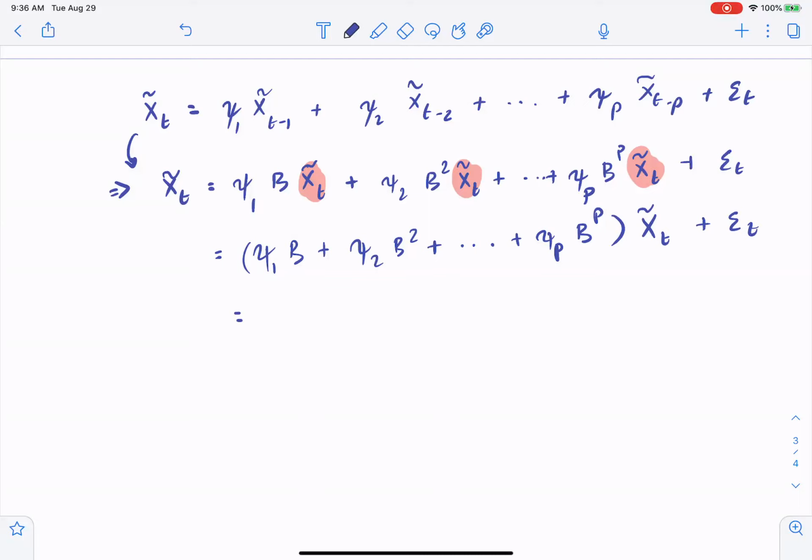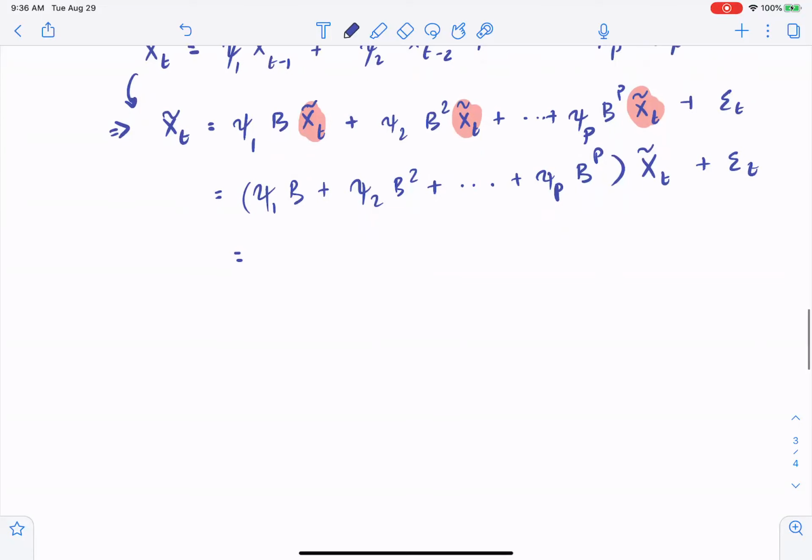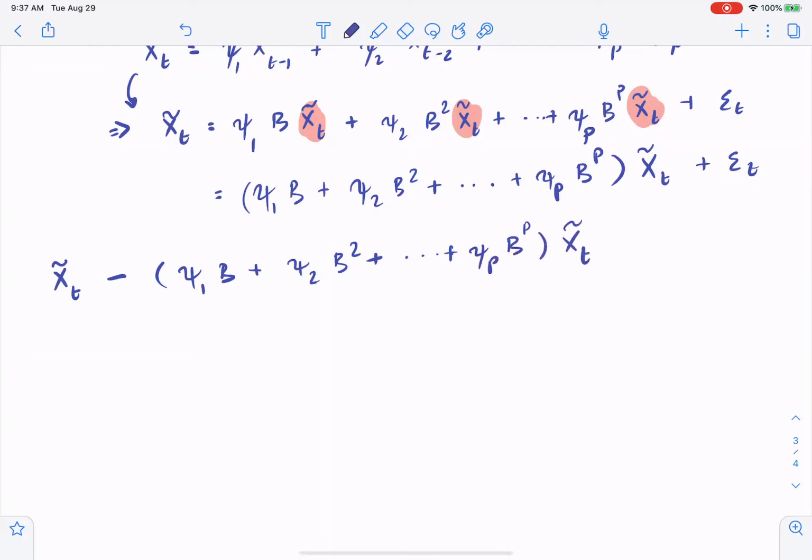Move that entire term to the left-hand side with the error on the right-hand side. So I can write it as x tilde t minus the huge expression that I have, psi 1 B, psi 2 B squared, plus dot dot dot, psi p B raised p, times x tilde t, equals epsilon t.